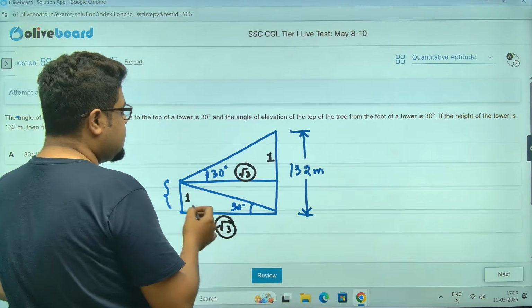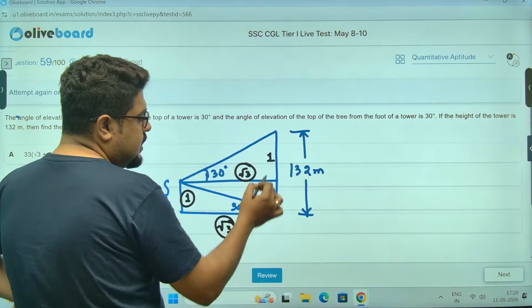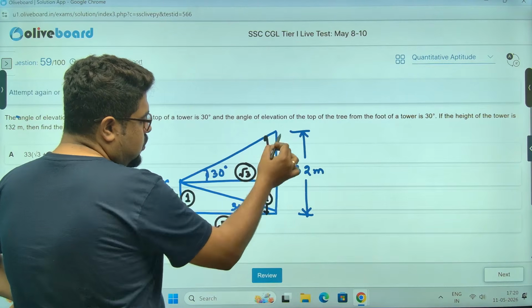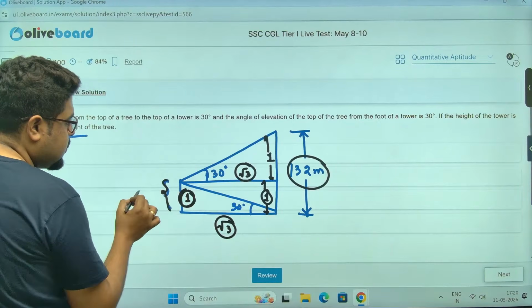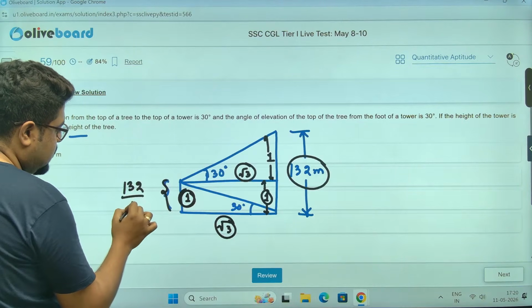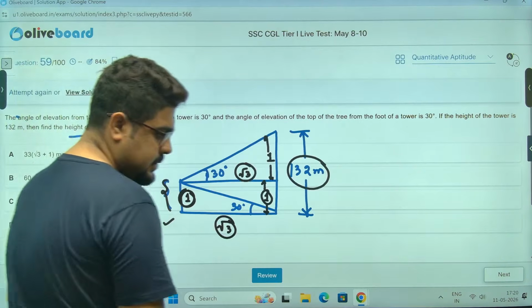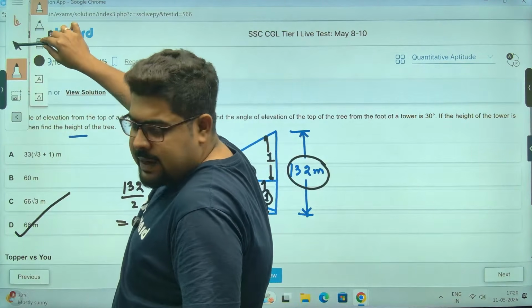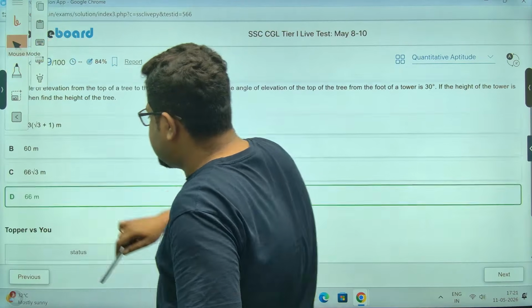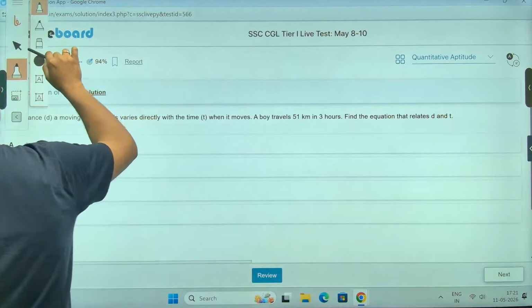So again, just do this bit. If this is 1, then this is also 1, this part, meaning this much. And this much is 1 as well. So total 2 parts is equal to this. And I only need this, that is 1 part. So 1 part will be 132 by 2, 66 meters. Option D, sir. I first thought I made an error because the question was too easy. Then I saw, no, the question itself is simple.